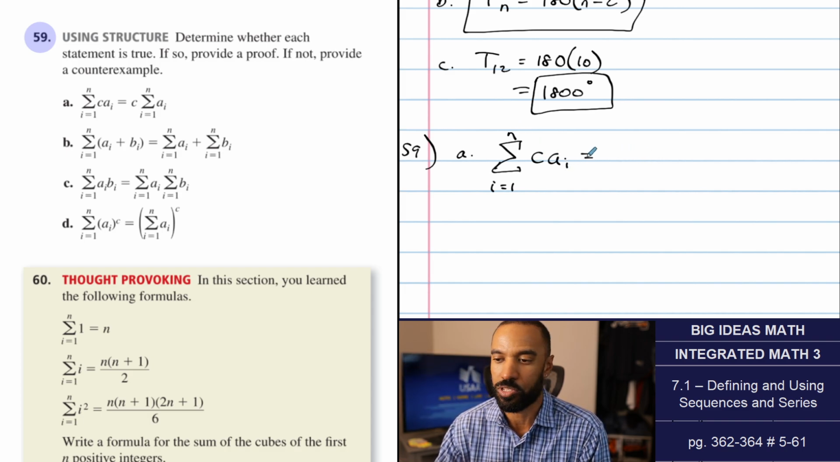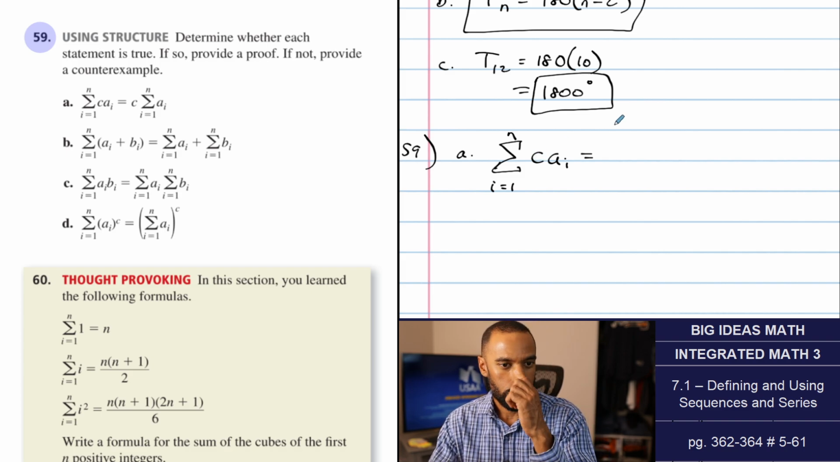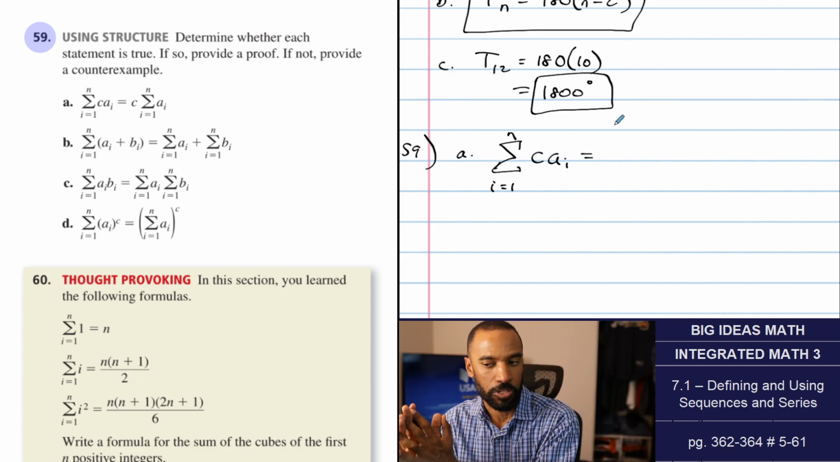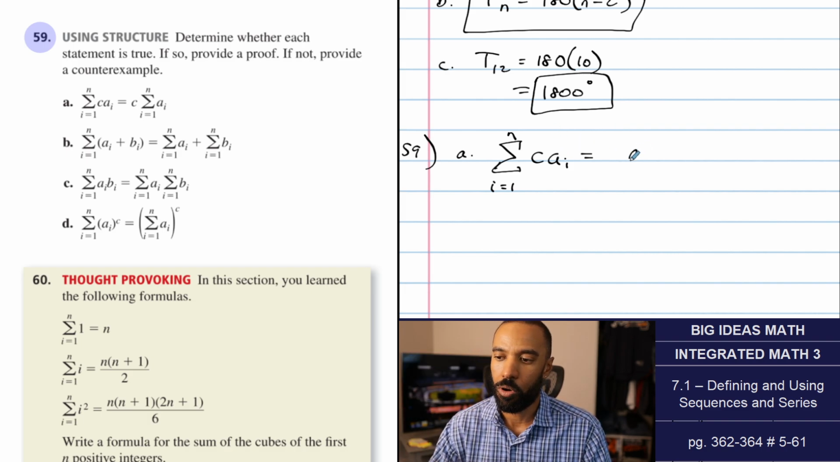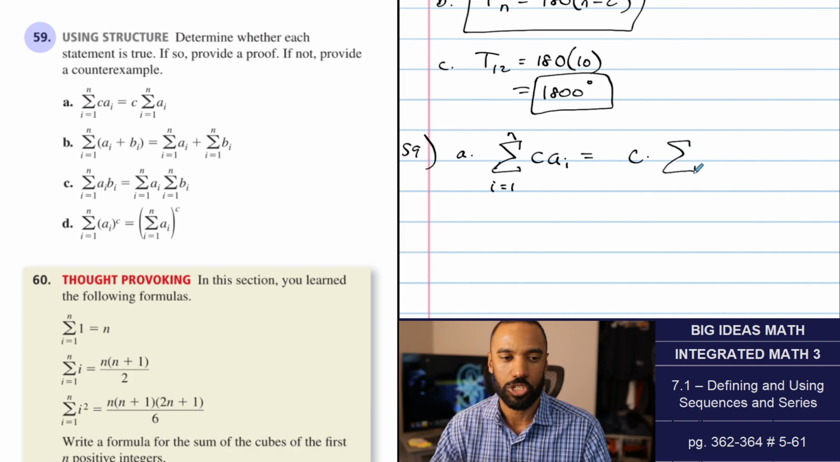Oh, yeah, this one works. This is one I've been talking about several times. C is representing a constant value. C is like 2 or 7 or whatever it is. And you can multiply that number on the outside of this thing. I could say it's true. And how did I support it? You factor it.